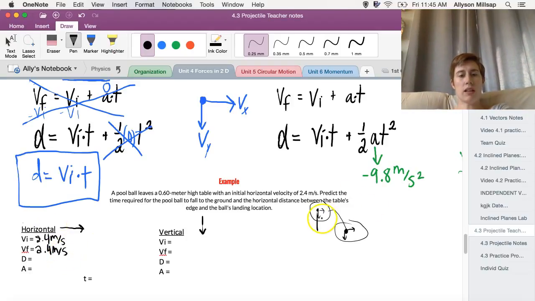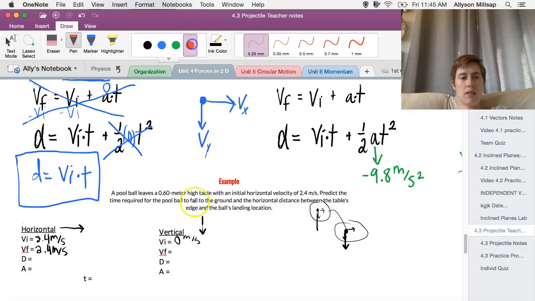There's no horizontal force, so speed will be constant. Okay. Vertically, at the beginning, there is no vertical speed because it's being thrown horizontally. We're not throwing it upward or downward at all, we're throwing it straight, so it doesn't have any vertical speed. There will be a speed vertically at the end because gravity is changing the vertical speed. We don't know what it is yet.